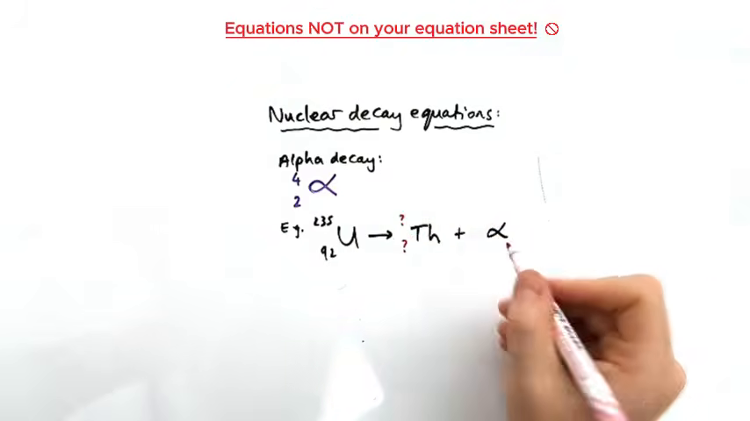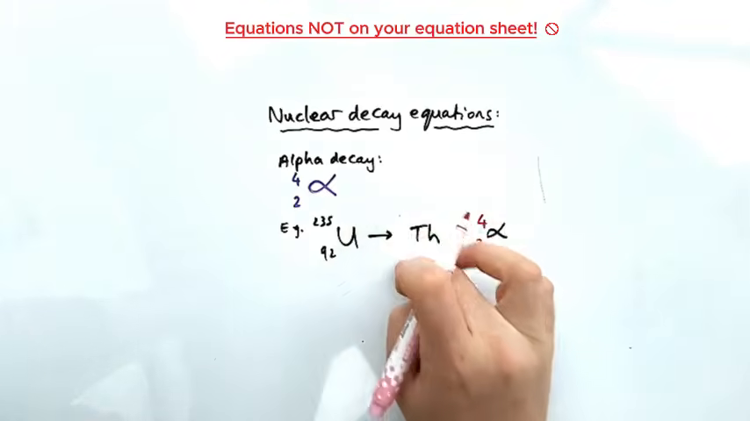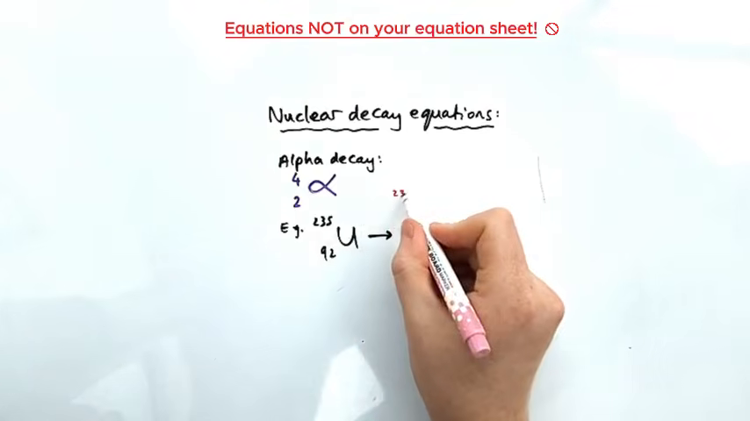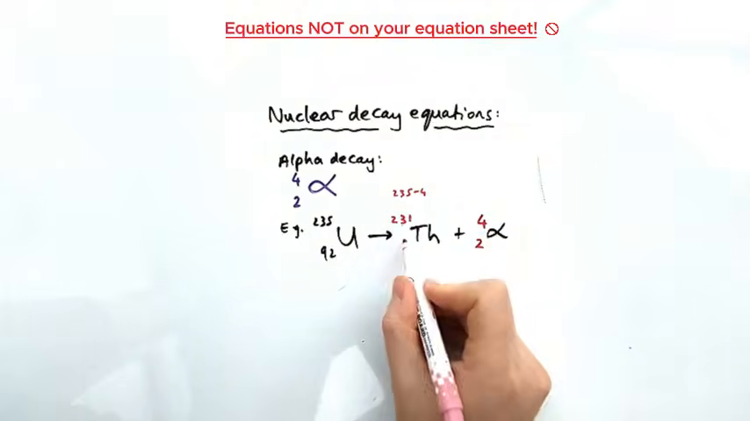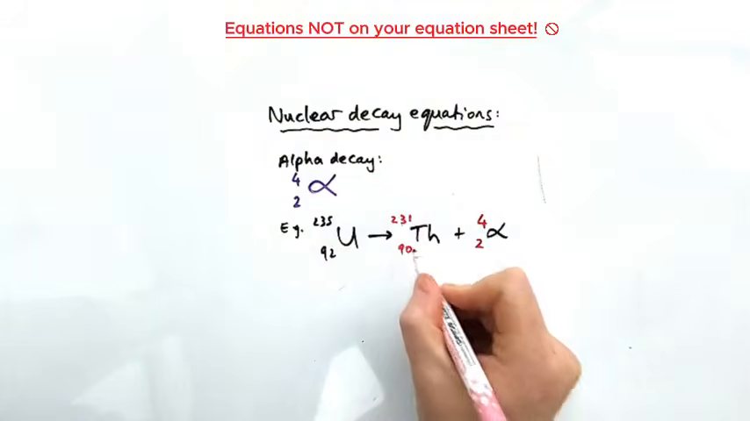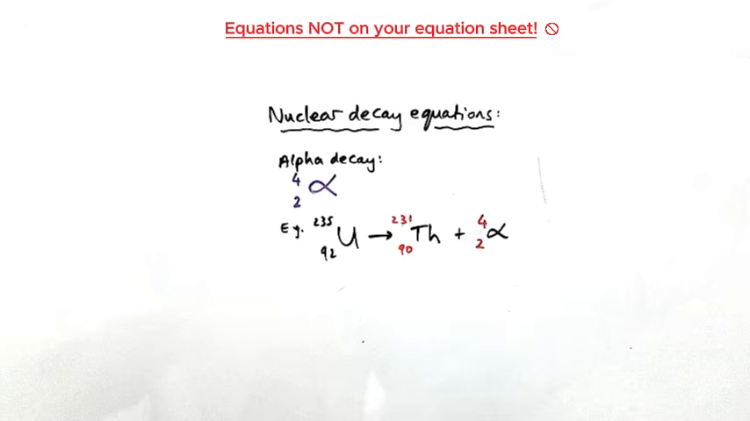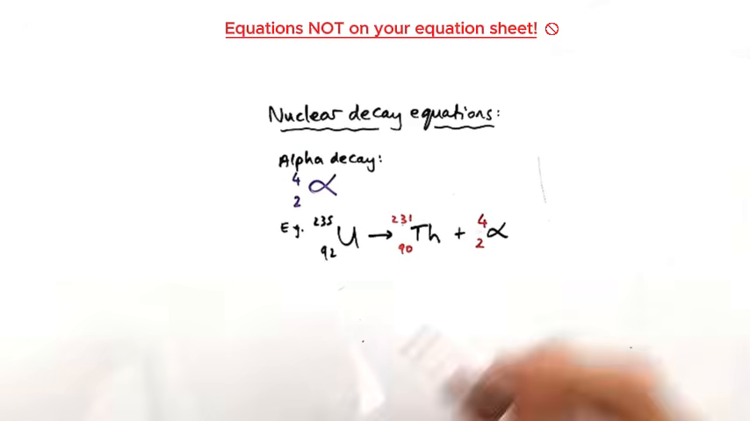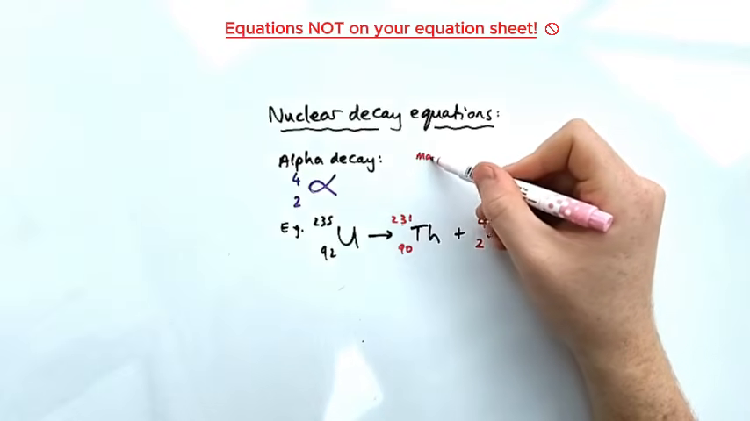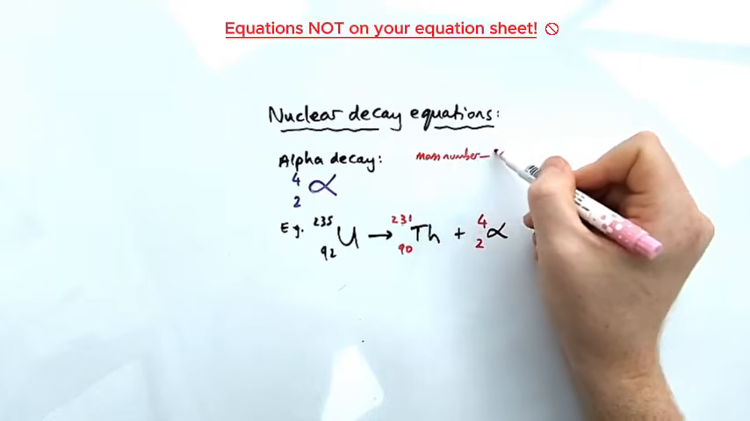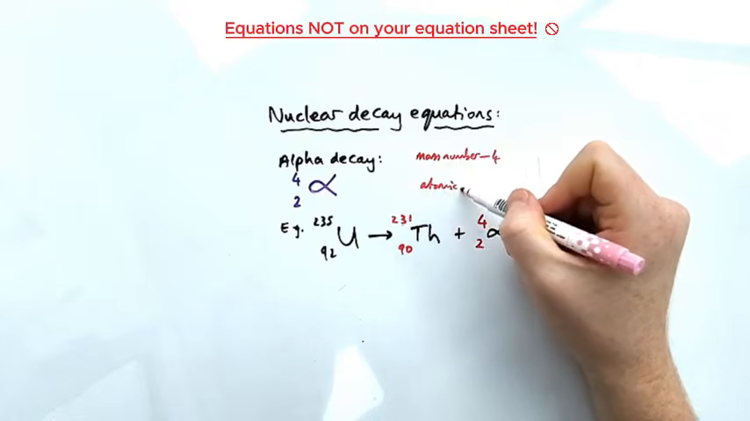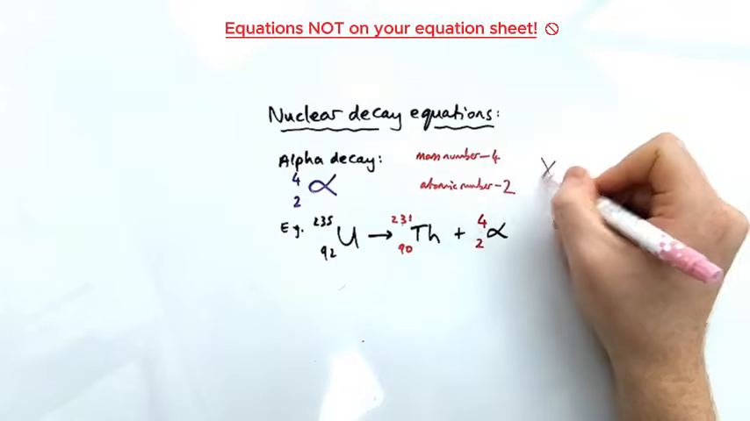So because alpha has got a mass number of 4, we can then subtract 4 from the initial uranium, giving us 235 minus 4 gives us 231. The atomic number goes down by 2 because an alpha particle has an atomic number of 2, giving us 92 minus 2, which is 90 overall. So those are the rules for how to solve alpha decay equations: you take off 2 from the atomic number and 4 from the mass number.